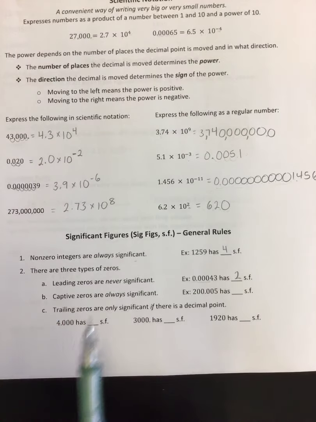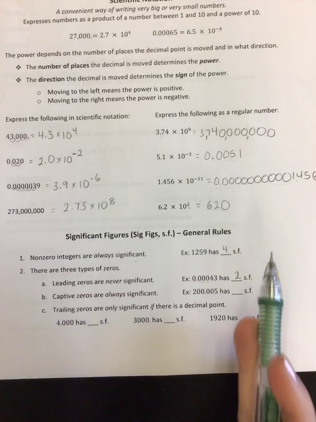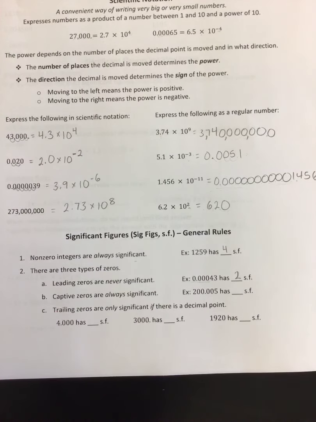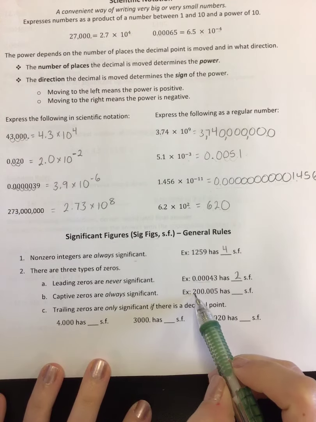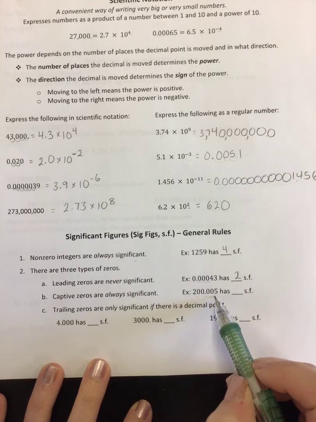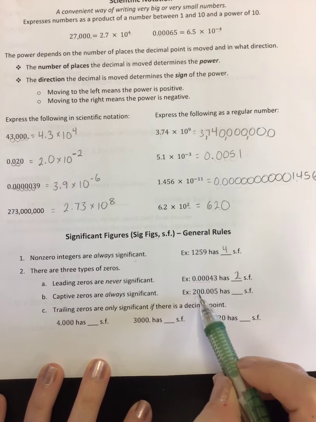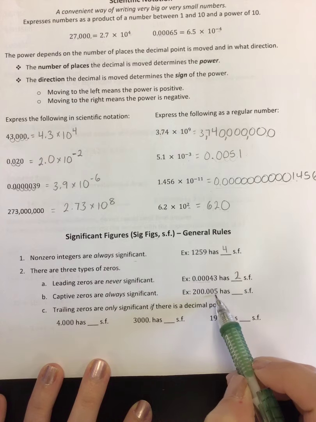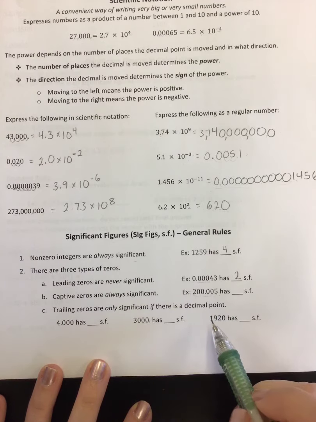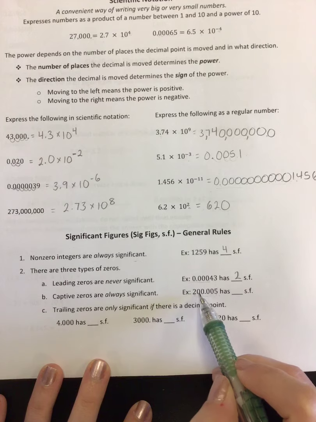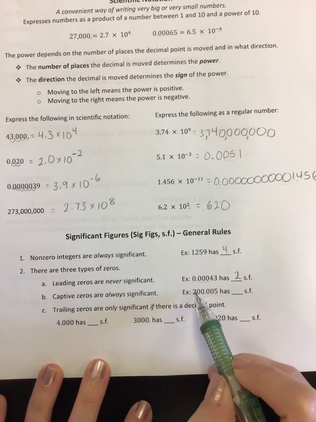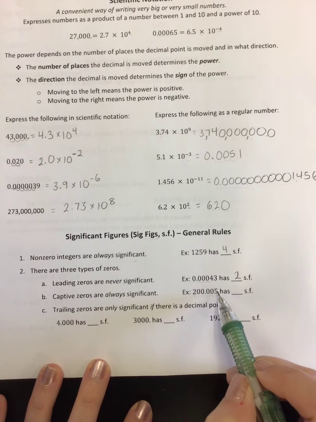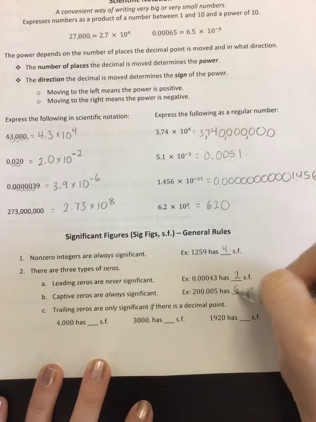okay? Captive zeros, which are zeros in between 2 non-zero digits, are always significant, okay? So if you look at this example right here, I have a 2, a bunch of zeros sandwiched in between a 5. All of those zeros are between 2 non-zero digits, so they would be significant. So this would be significant, this is significant, this is significant. All of these digits are significant. And we would have 1, 2, 3, 4, 5, 6 sig figs.